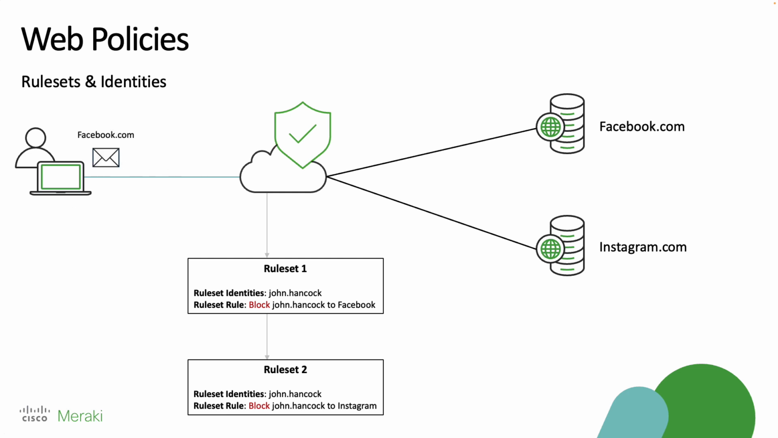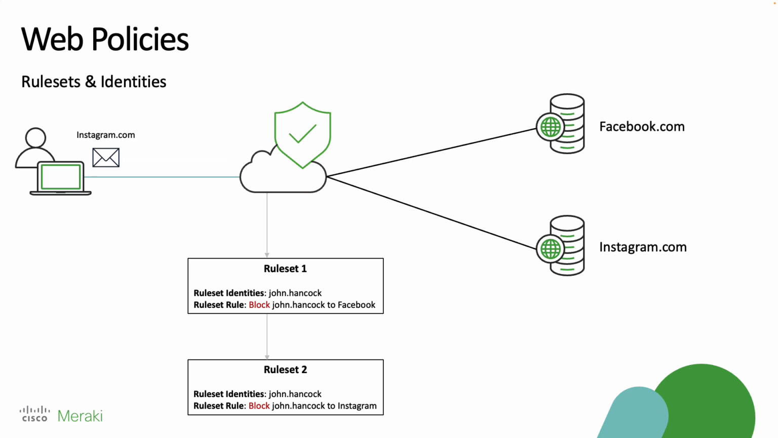John then tries to browse to facebook.com. The request goes down the tunnel and is processed against the first rule set that includes his identity. This is going to be rule set 1, which has a rule to block John from Facebook, and as a result, the traffic is dropped. John isn't so easily deterred.